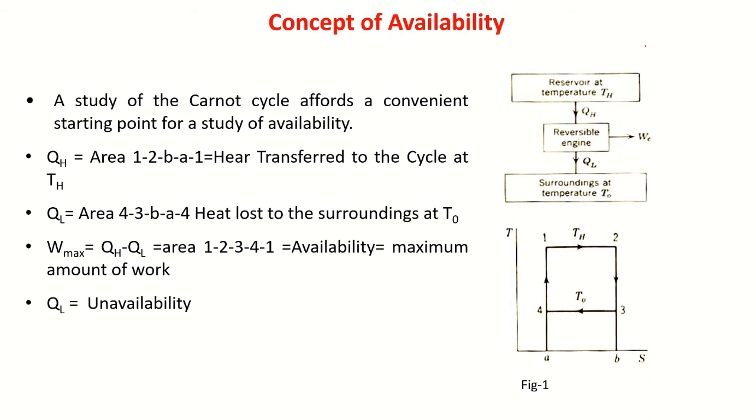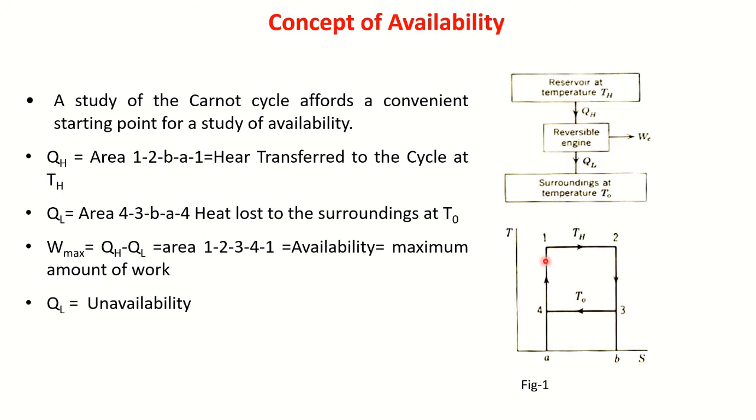Now we'll talk about what this maximum work is. How do we determine this maximum work? So we will take a Carnot engine, a reversible engine. Let us say heat QH is supplied to this engine from a reservoir at temperature TH. Heat is supplied reversibly. Heat is rejected again reversibly. So this is the Carnot cycle.